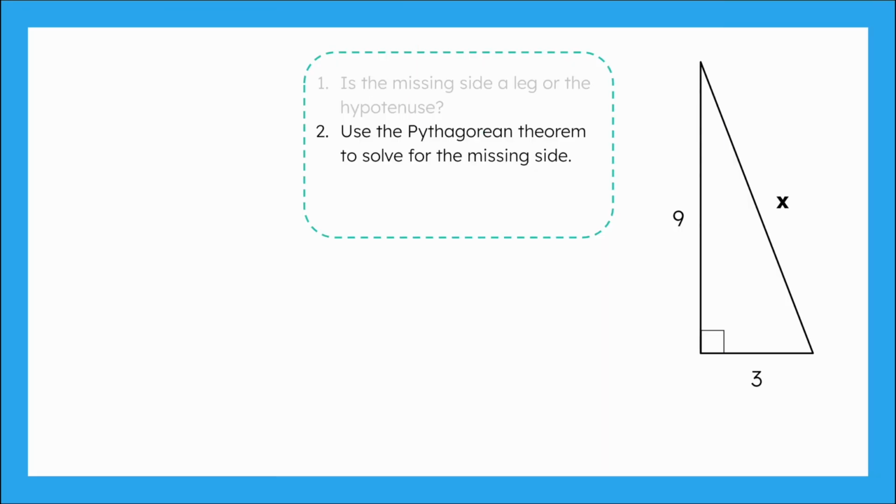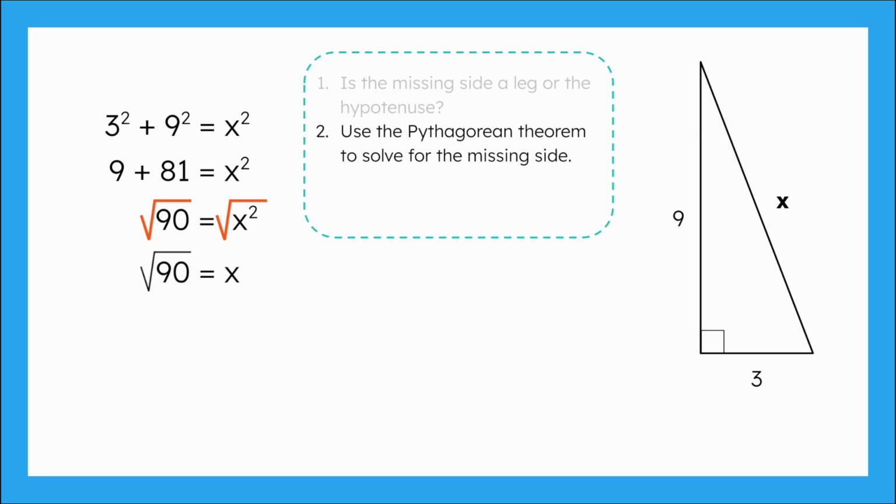Let's see how you did. First, we can use 3 and 9 as A and B in our equation because they are the legs. Then we can use x as the missing hypotenuse. Simplifying the left side of the equation gives me 9 plus 81, which is 90. Then we can undo the square by taking the square root of both sides. Now I have x equals the square root of 90.